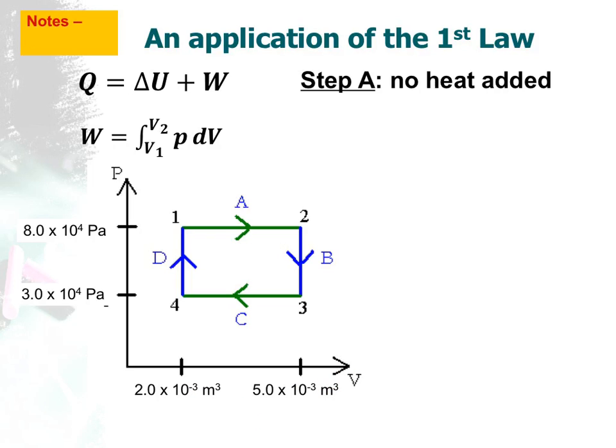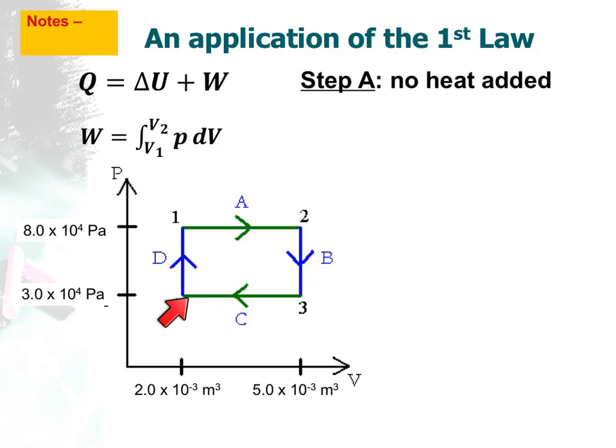And what's happening here is we have a system that starts off at this pressure and this volume. And then what happens is that it will increase in volume to this point. We're going to call that step A. And then it's going to decrease its pressure. Did I say increase pressure here? I meant increase volume here. Sorry. And then it's going to decrease its pressure as we go from here to here. We're going to call that step B.